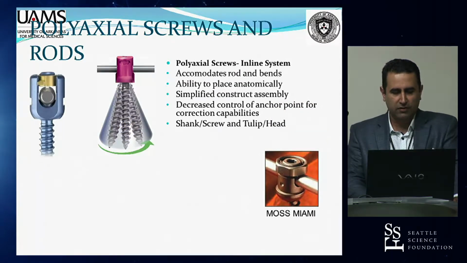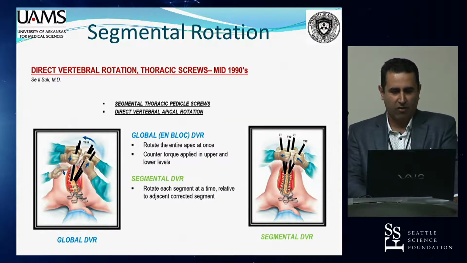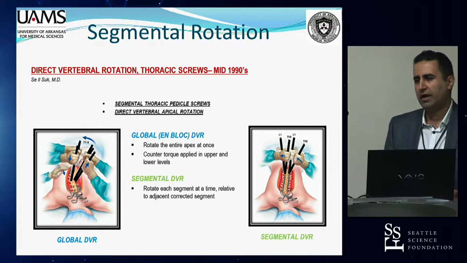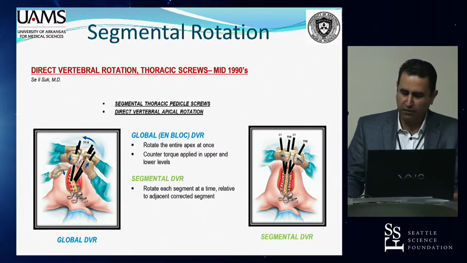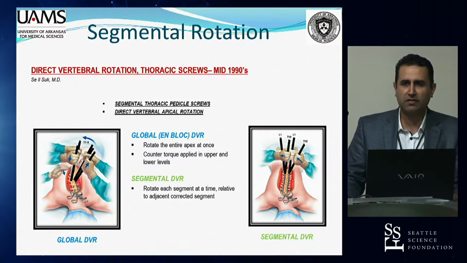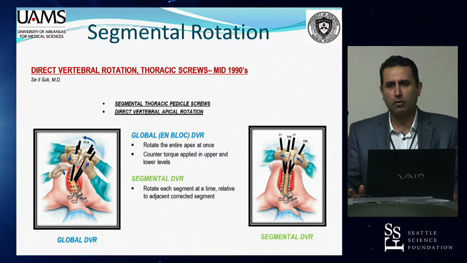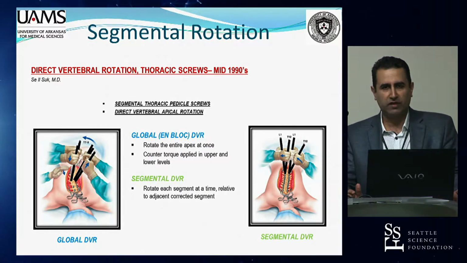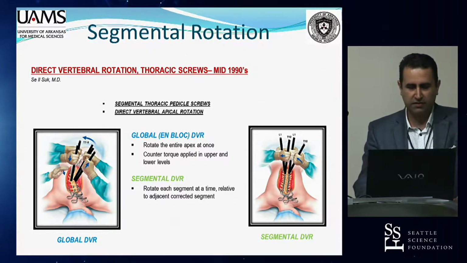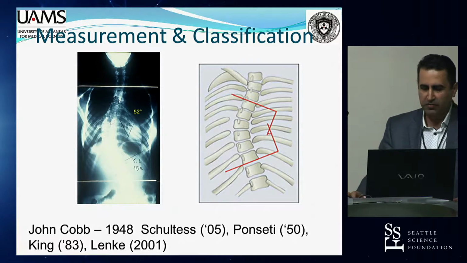And then the polyaxial screw inline system came around, where the rod was able to be placed across the top of the tulip and set into place. And then Dr. Suk, who you've heard, was a real proponent of the thoracic pedicle screw. I don't think it was approved by the FDA here in the United States till much later, but he was utilizing this in Korea with great effect to do both global but also segmental direct vertebral rotation to correct the apices of these curves and the rotatory component of these. So that's a little bit of the history. There's a lot of gaps there, obviously, but I just wanted to bring up some of the highlights there.